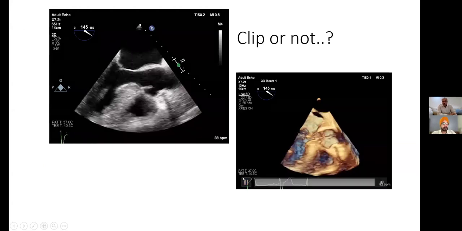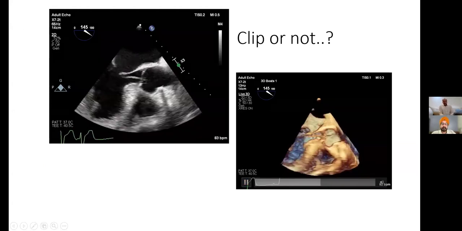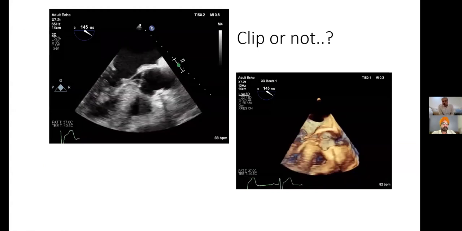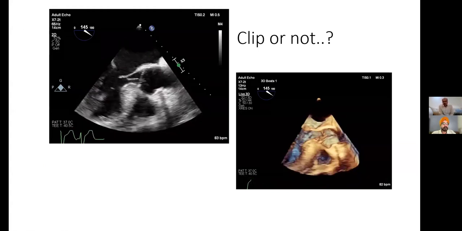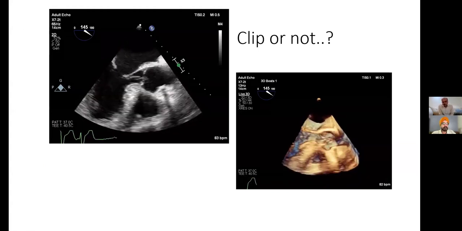What is this? So this patient had come with A2P2 prolapse, and we were planning for MitraClip.